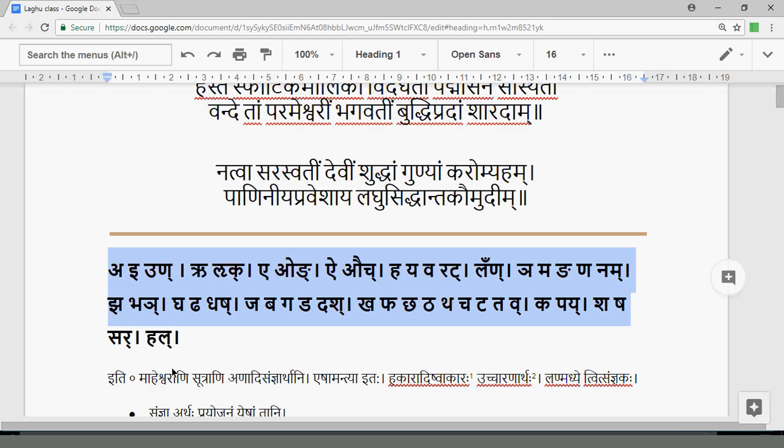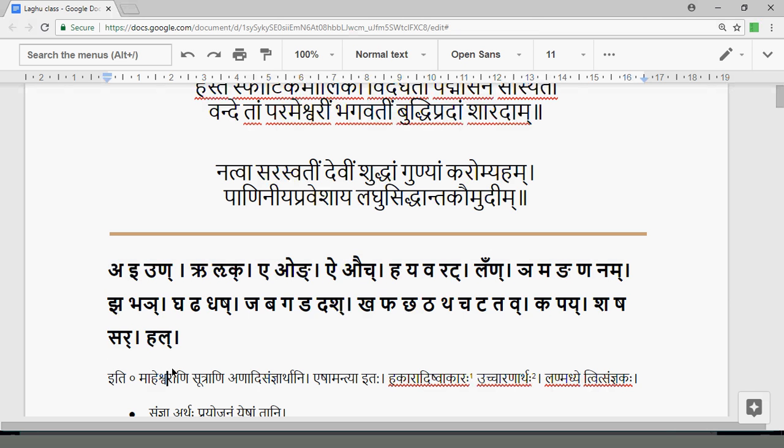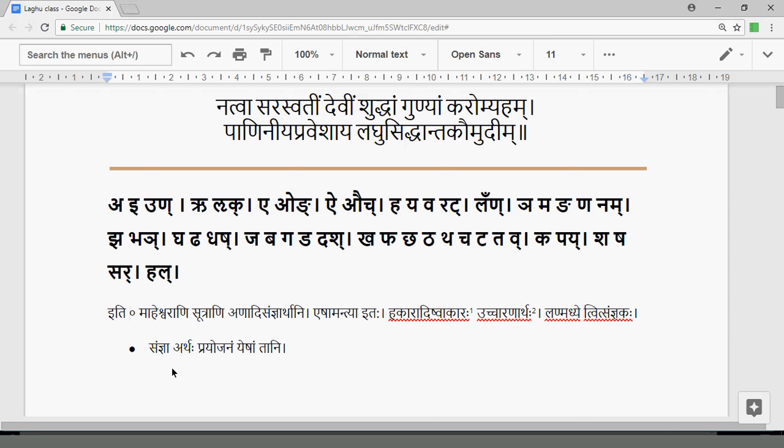Iti includes, it is like a quotation. So what does it include? Generally, Iti should include whatever was uttered last, and what was uttered last were all 14 sutras. Therefore from Iti, you should take all 14 sutras. Iti Maheshwarani Sutrani. Which Sutrani? Maheshwarani Sutrani, these above Maheshwara Sutras, all 14 sutras. So by Iti Maheshwarani Sutrani, we take all 14 sutras.